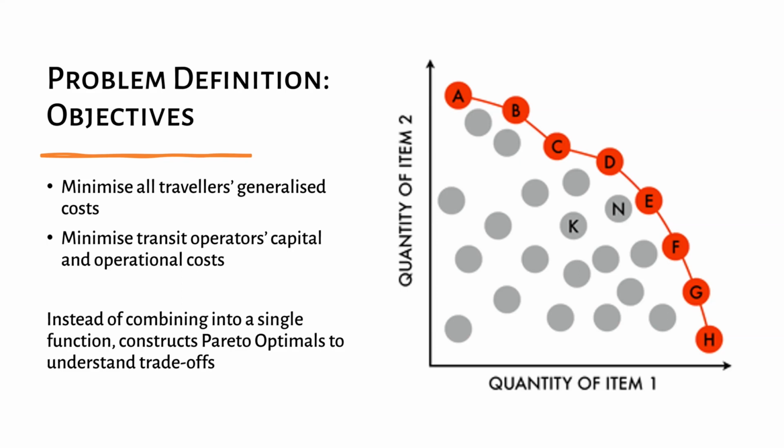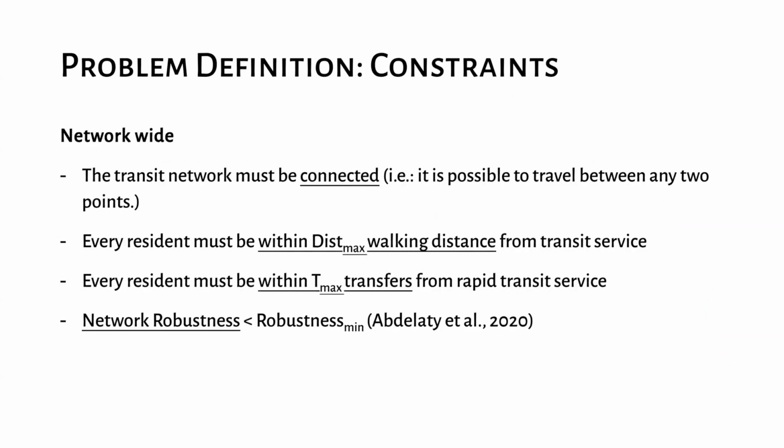And instead of combining them into a single function, the most effective way that I believe to do it is to construct something called a Pareto optimum curve, something that most of us have probably seen before. Combining them into a single function prevents you from adding additional variables. It also prevents you from understanding the trade-off between the two objectives. So this is the best practice: to use Pareto optimum curves.